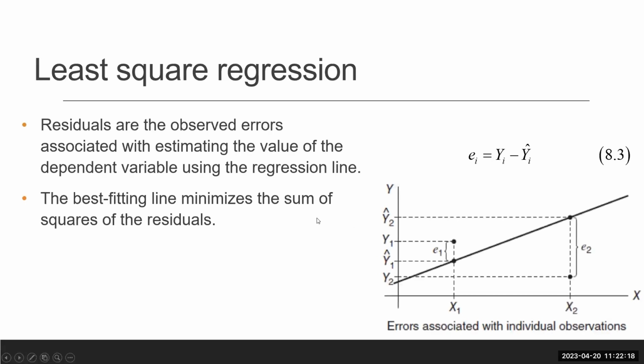But when it's not 0, when it's high, that means that the line does a poor job at summarizing all the data points. Let's go back to our slide then. So that's just what this is saying. It's just saying that residuals are the observed errors associated with estimating the value of the dependent variable using the regression line, like how far away each data point is. The best fitting line minimizes the sum of the squares of the residuals, just like I said before. The sum of the squares, like 1 squared plus 1 squared plus 1 squared plus 7 squared, is the sum of the squares of the residuals. Remember, the word residual just means the distance. So I hope all that makes sense.